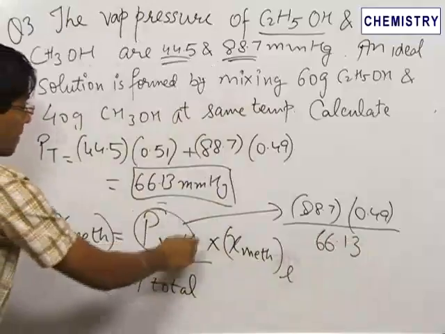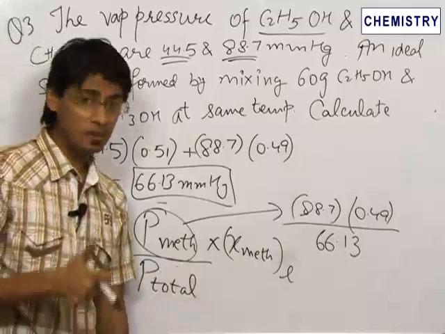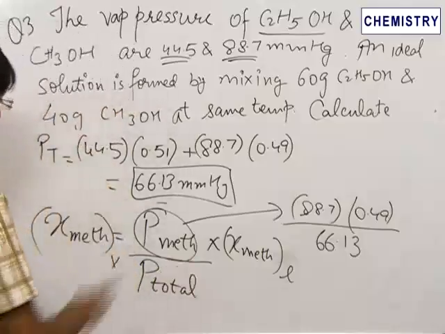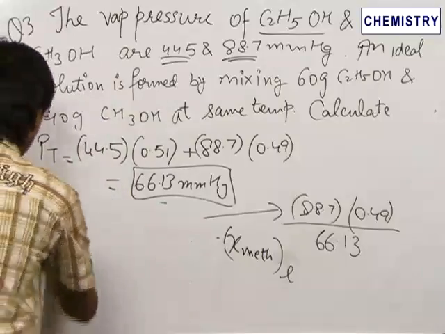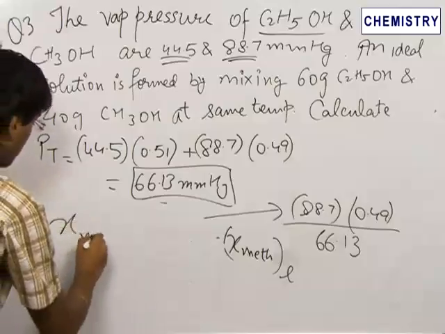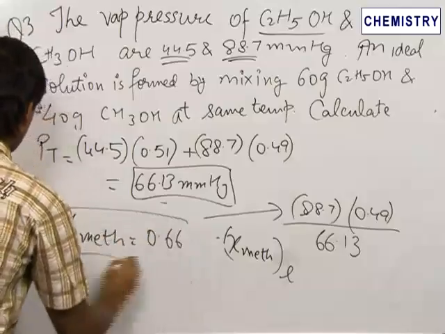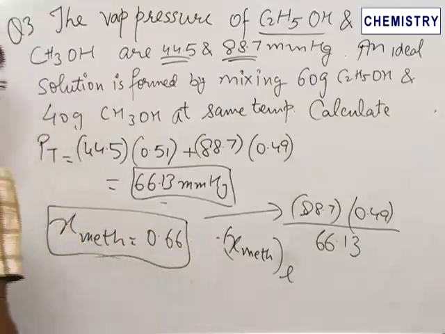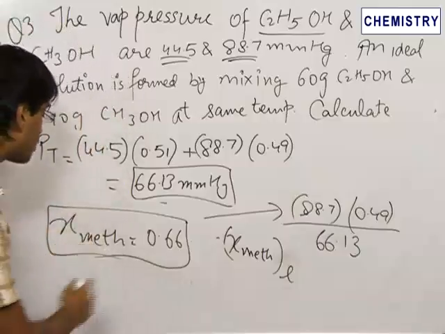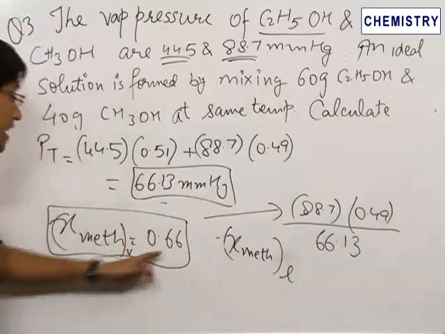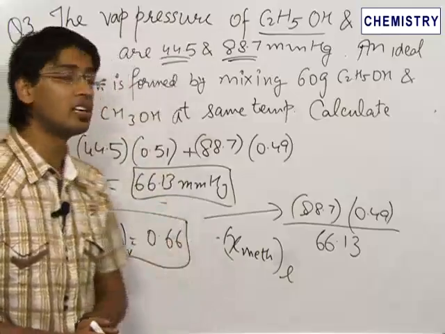This is equal to the vapor pressure of methanol divided by the total pressure into the mole fraction of methanol in the liquid state. And hence, on solving this, we get the value of X methanol in the vapor state to be equal to 0.66, and hence our final answers are mole fraction of methanol in the vapor state is 0.66 and the total final pressure is 66.13 millimeters of mercury.